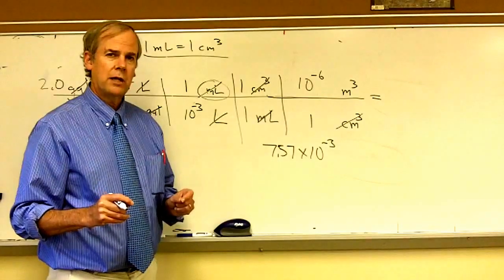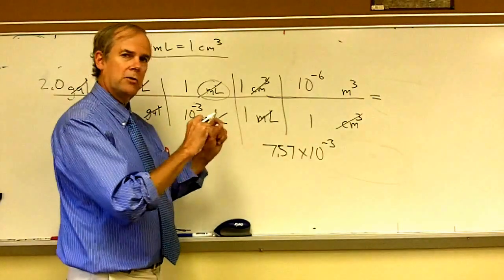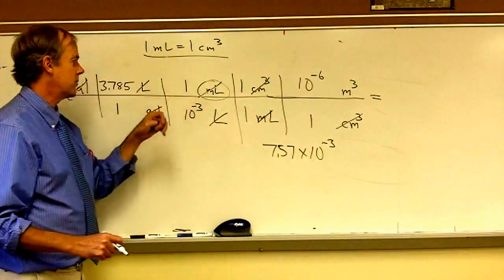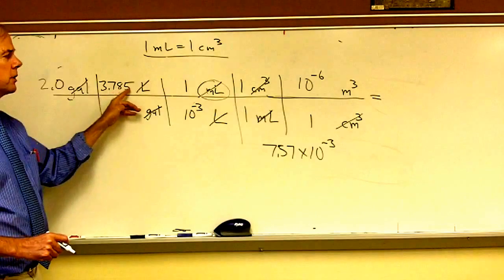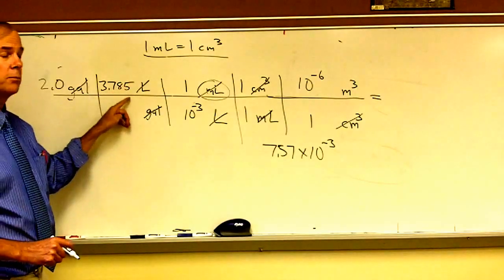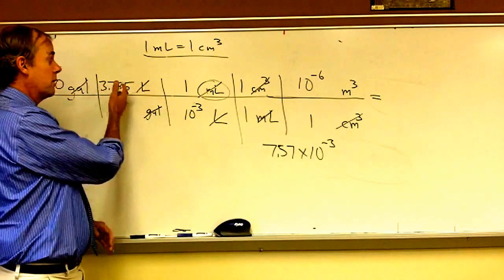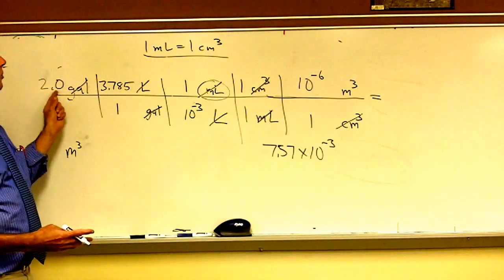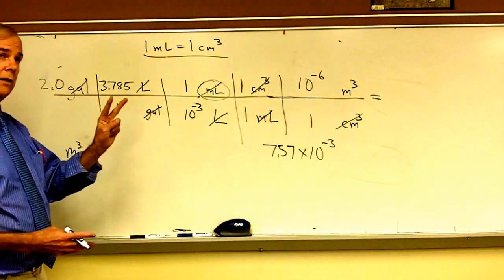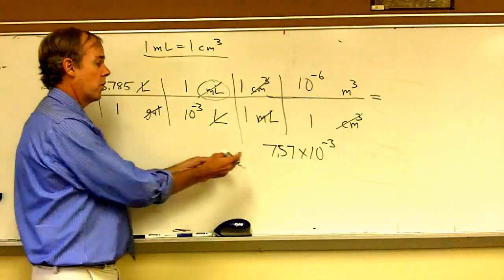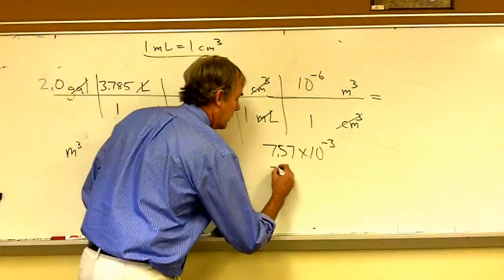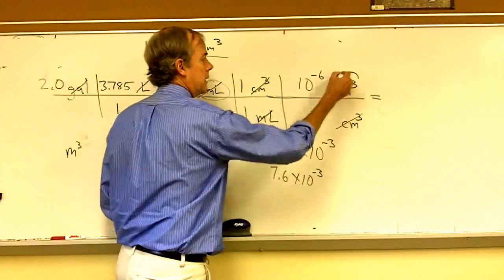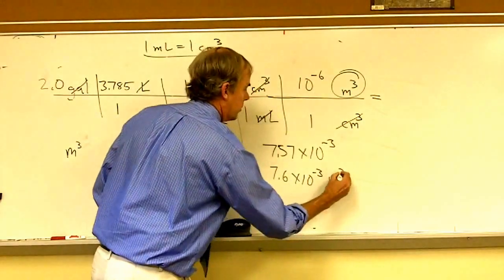Not quite the correct answer yet, because we always worry about digits and units. This is exact, this is exact, this is exact. This is a measured conversion between these two systems. So it's not an exact number, the 3.785. It has 4 significant digits. However, my initial measurement, 2 gallons, has 2 significant digits. 2 is fewer than 4. I want 2 in my answer. 7.6 times 10 to the negative third. And most importantly, the units are meters cubed.